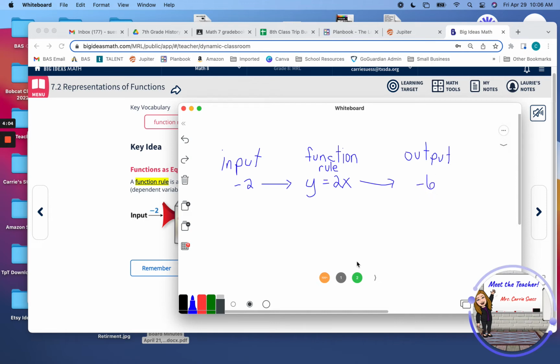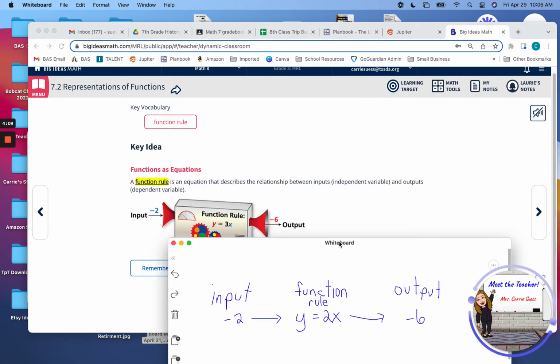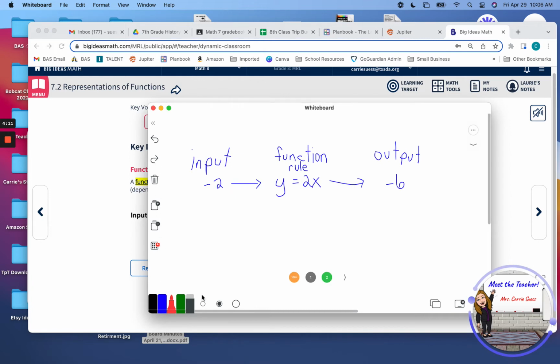Wait, what? Wait, negative 4. I think it was supposed to be y equals 3x. Yeah. Thank you. Negative 4. Excellent. Good catch.